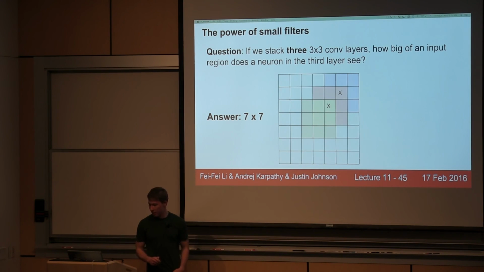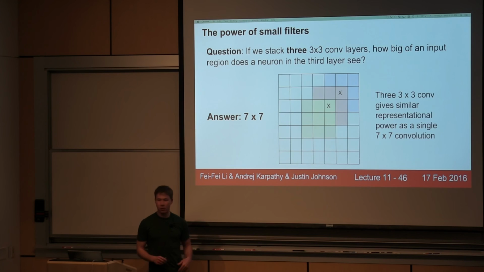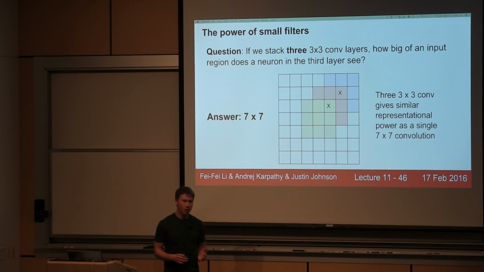So the point here to make is that three 3x3 convolutions actually give you a very similar representational power, is my claim, to a single 7x7 convolution. You might debate on the exact semantics of this, and you could try to prove theorems about it. But just from an intuitive sense, three 3x3 convolutions can represent similar types of functions as a 7x7 convolution, since it's looking at the same input region in the input.